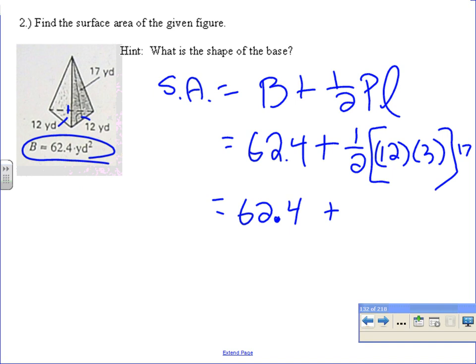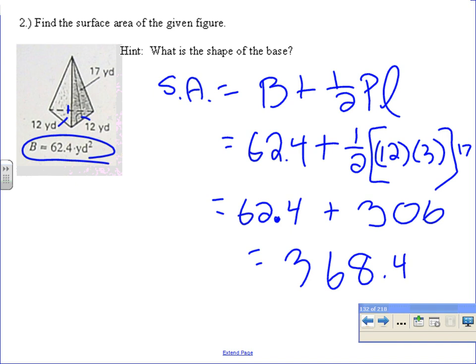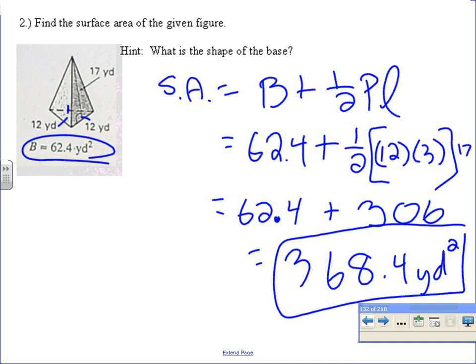No. Did you do 0.5 times 12 times 3 times 17? I think you typed something in wrong. Ray, what did you get? No, but you guys are getting closer. Neil? Good, 306. Okay. So then total area is 368.4 yards squared. Ray, I just needed the right-hand side, not the whole area.